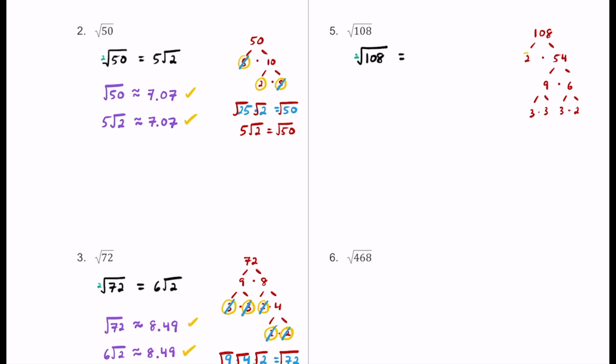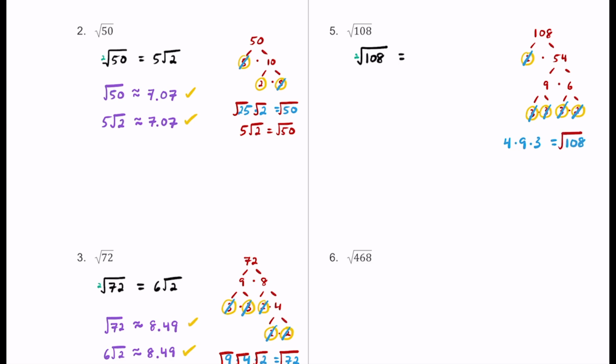Okay, so let's see here. We have a 2, we have a 3, we have another 3, another 3, and another 2. So again, every pair will get us a perfect square. So 2 and 2 match, that makes 4, that's a perfect square. 3 and 3 match, that makes 9, that's a perfect square. And then we have a leftover 3 here. All these factors together equal 108 if we multiply.